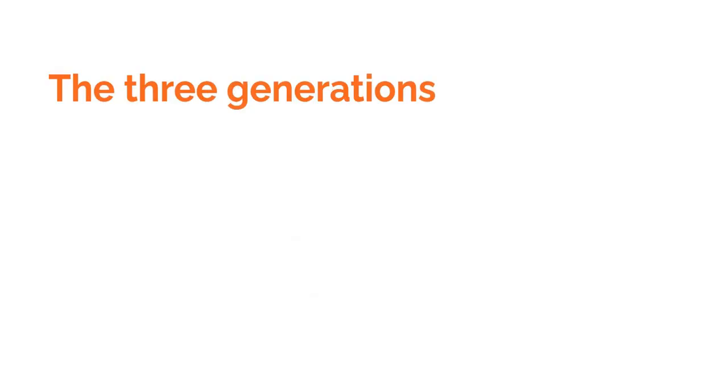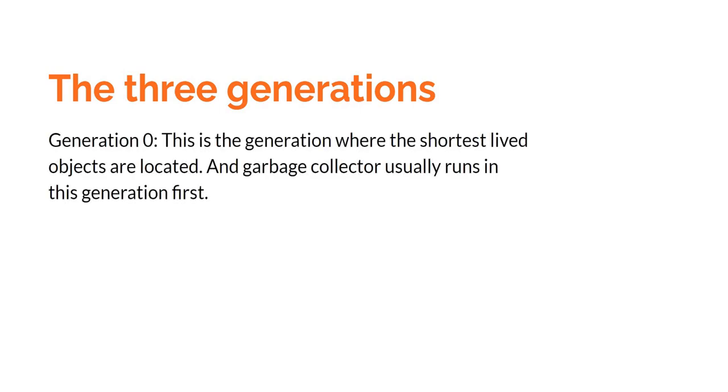Now let's talk a little bit about the 3 generations in detail. The 3 generations are named generation 0, generation 1 and generation 2. And apart from the 3 generations, we have another concept which I'll talk about in the subsequent slides. Let's first talk about generation 0. This is the segment where the shortest lived objects are located, and the garbage collector usually runs in this generation first.